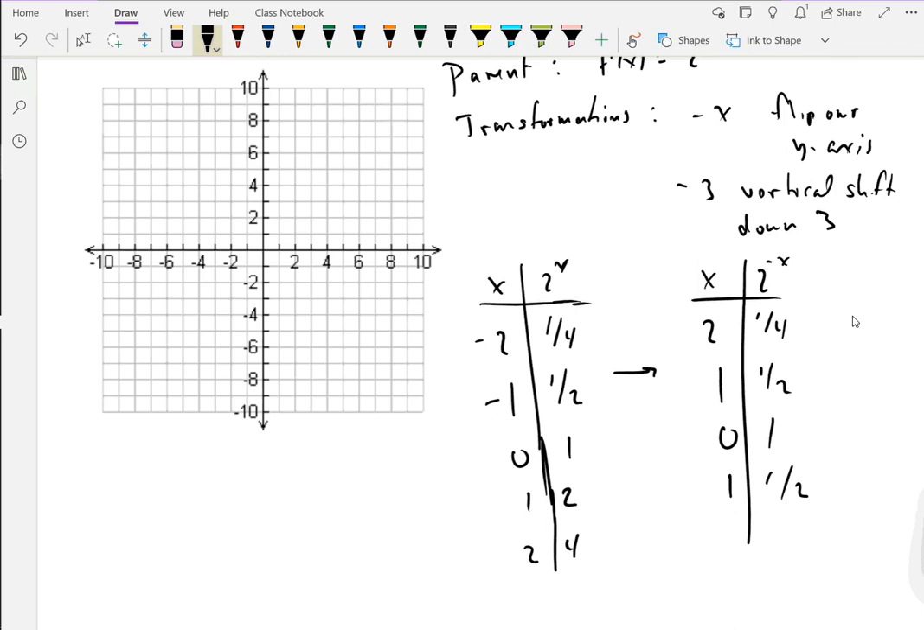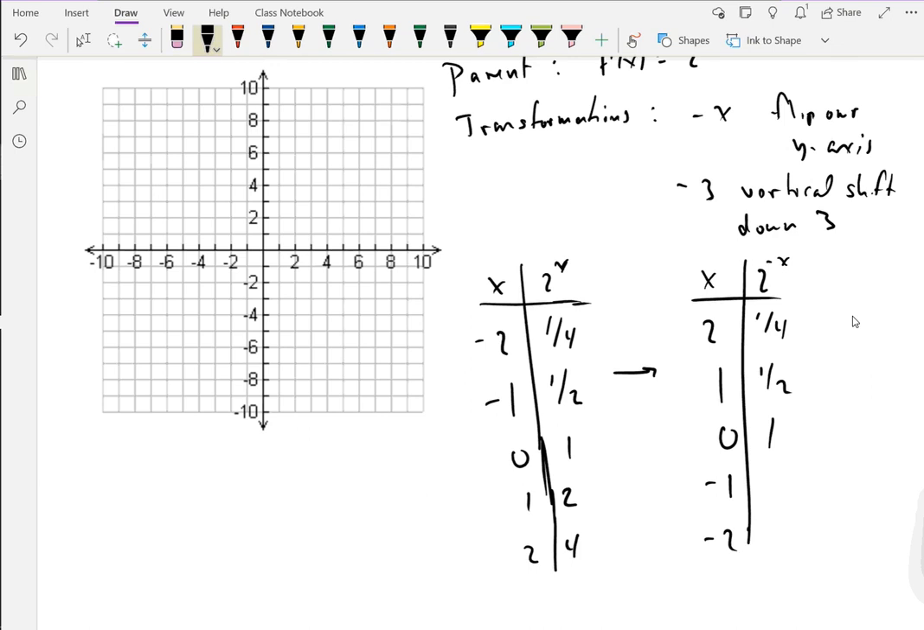Well, I think I made a mistake here. Let me go back and double check this. So 2 to the negative second, so that would take the reciprocal. Oh, yeah, I'm sorry. I wanted to flip-flop these. Yeah, because we're doing 1, and then we're flipping over the axis, so I went -1. No, I was doing this right. I just forgot what I was doing down here at the end.